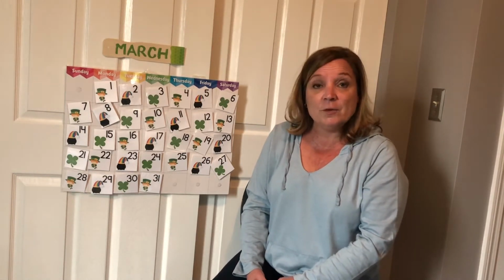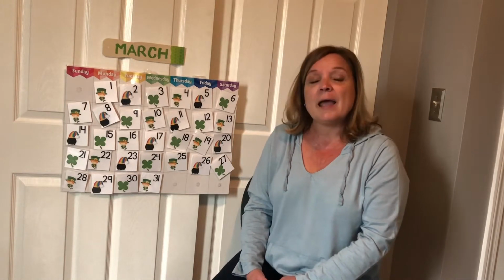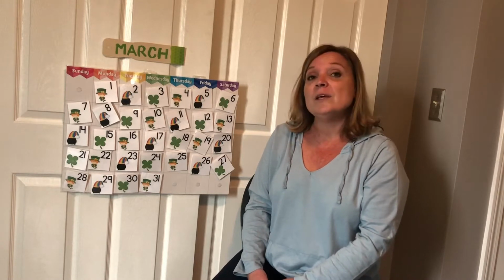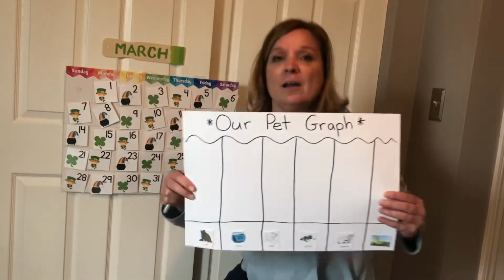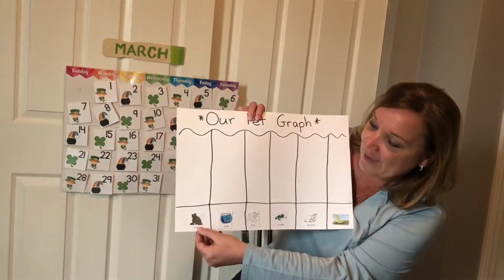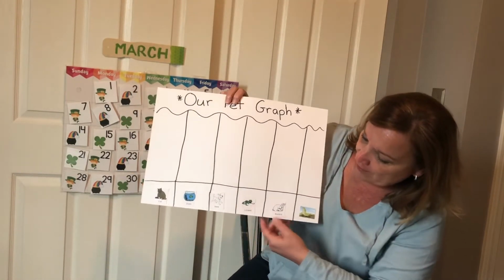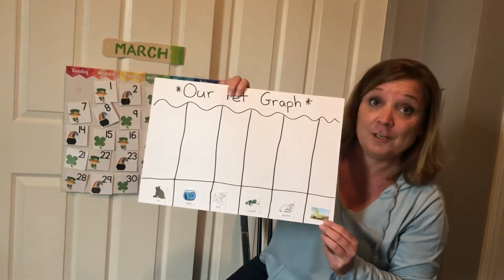Anyway, today we're talking about pets. I did a little video with my 3 pets so you can see them. But I asked all of your parents to give me the names of your pets and what kind of pets they are. And I thought that we could make a graph with all of the pets that we have in our classroom. This says our pet graph. And on here, we have cat, fish, dog, a lizard, a bunny, and a bearded dragon. Yes, we have somebody in the class that has a bearded dragon.